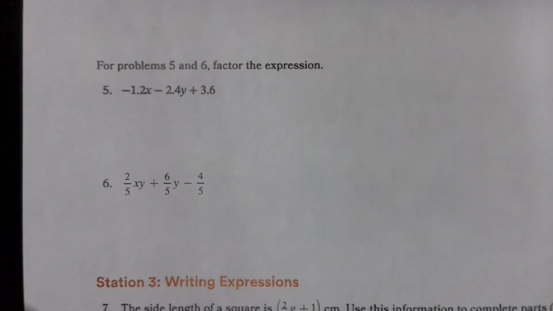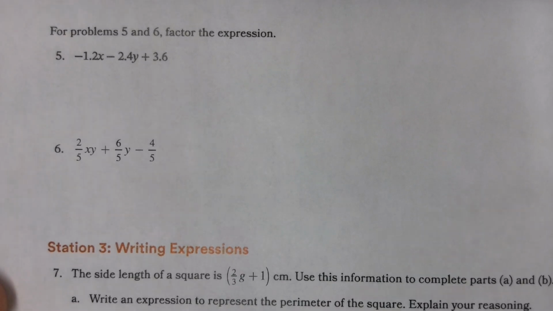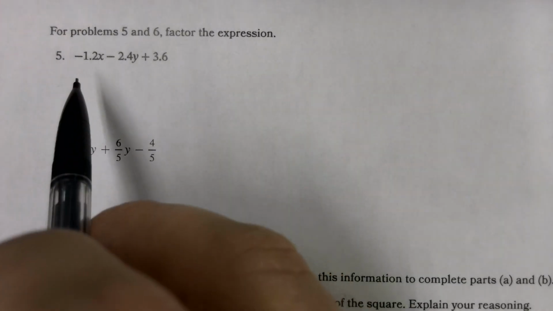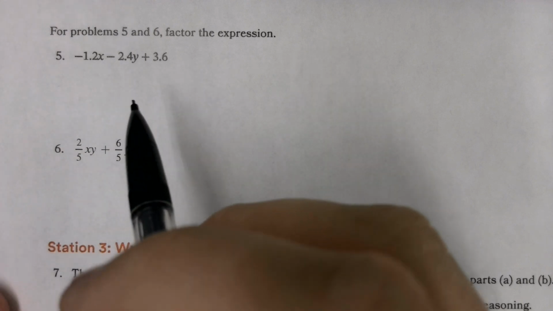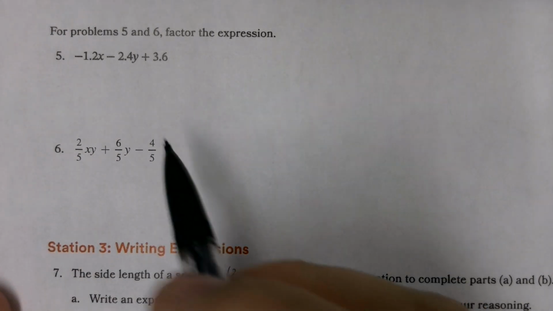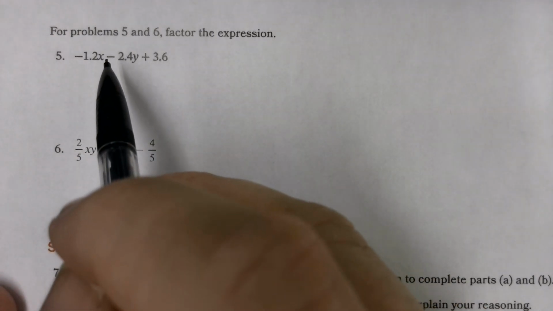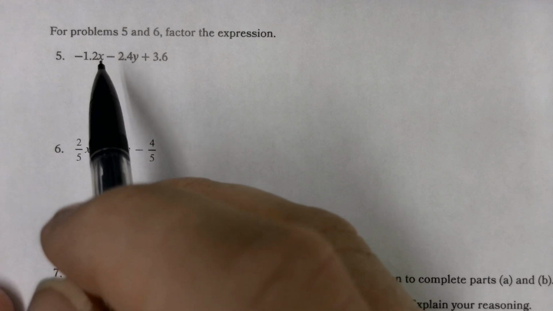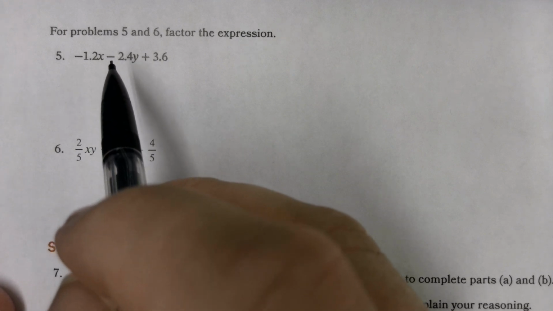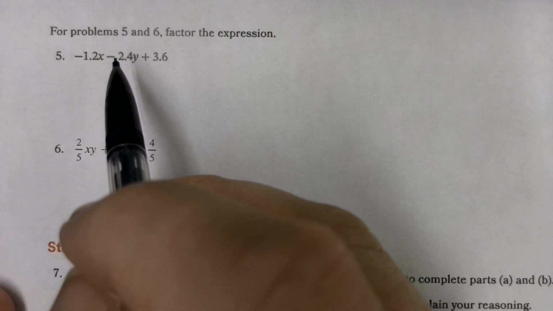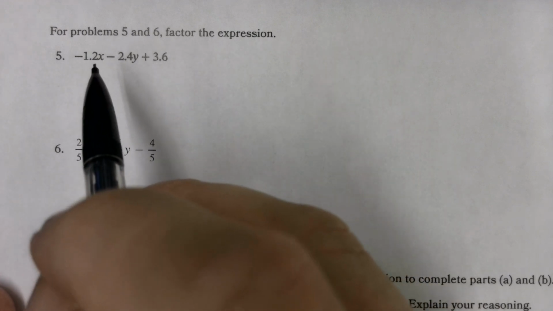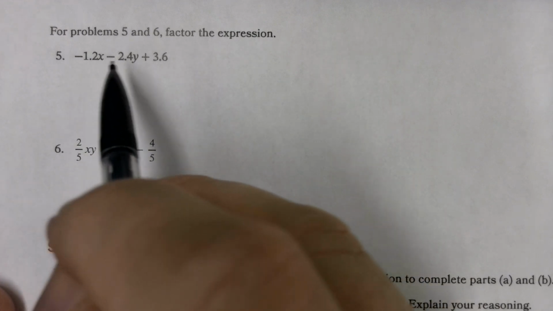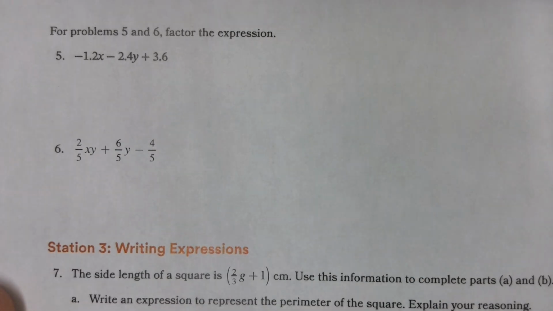All right, questions 5 and 6 want us to factor out the expressions. We talked the other day about how we don't want fractions and decimals inside the parentheses if we can help that, and we don't want, if possible, negative variable terms. It's going to happen sometimes.